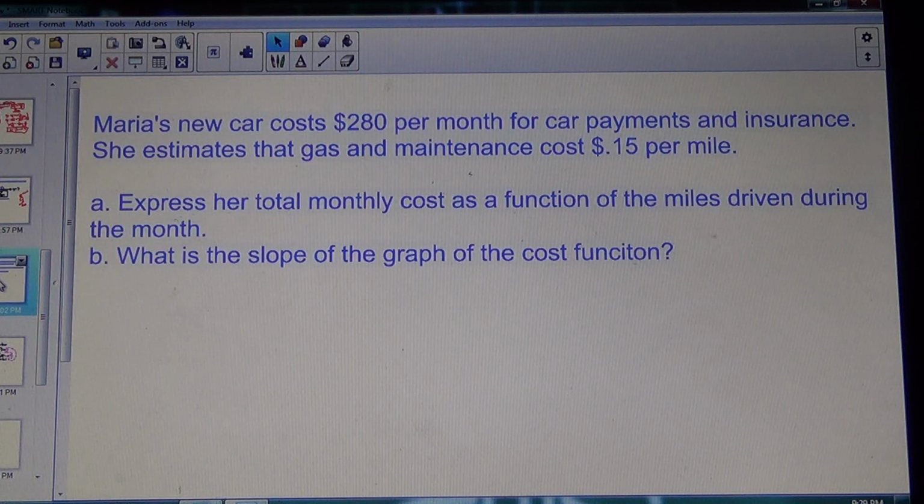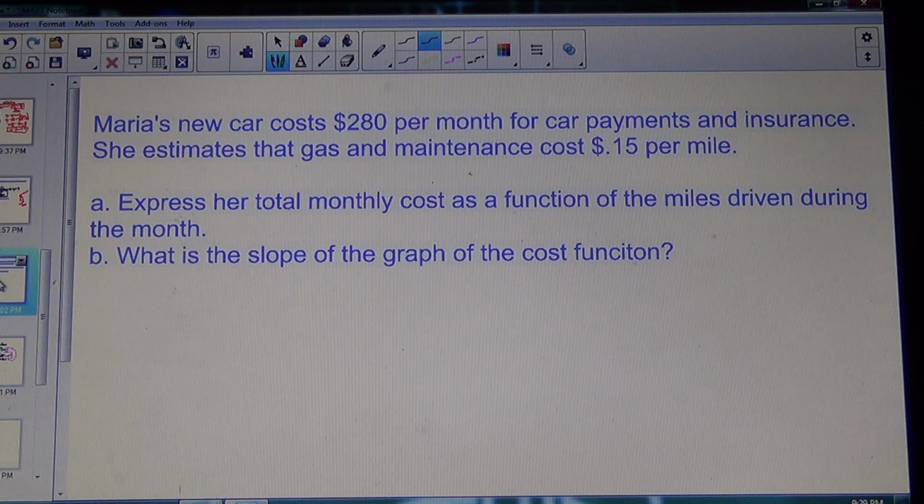Alright, we got Maria here. Maria's new car costs $280 per month for her car payments and insurance. She estimates that the gas and maintenance cost 15 cents per mile. Express her total monthly cost as a function of miles driven during the month.